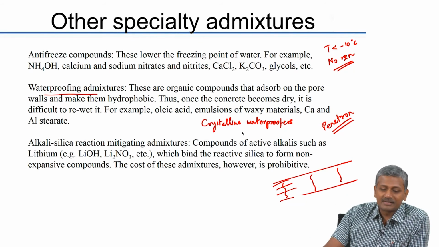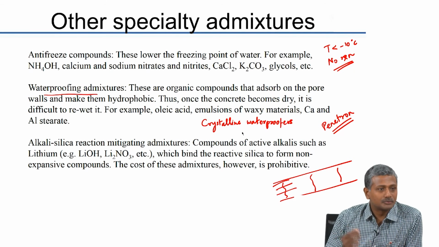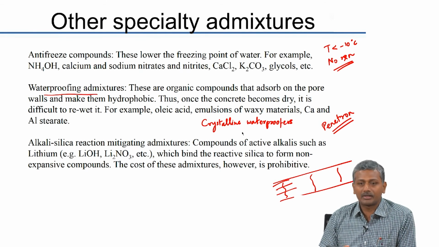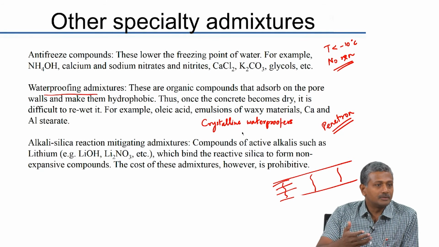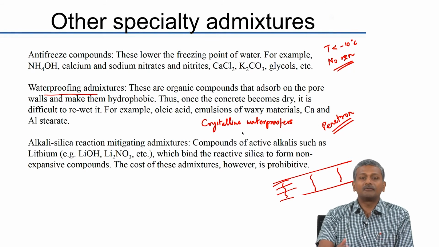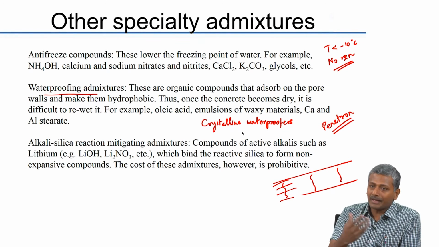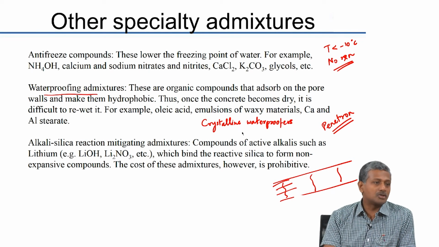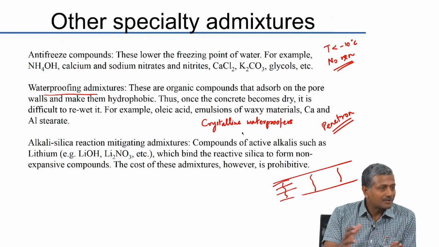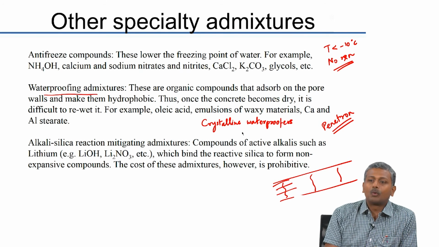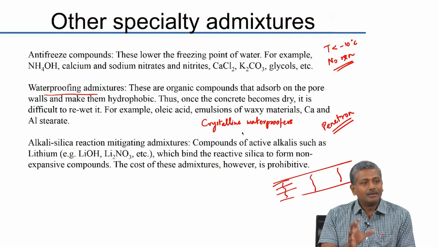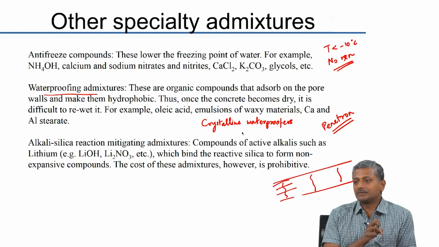Alright, finally, alkali-silica reaction mitigating admixtures are those chemicals that mitigate alkali-silica reaction or reduce its effect. We talked in the aggregate chapter about different types of aggregate that can react with alkalis to result in an expansive formation of a gel in the system that causes cracking in the concrete. Okay. So, what these admixtures do is reduce the expansion caused by the gel formation.